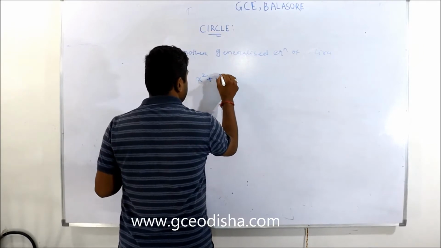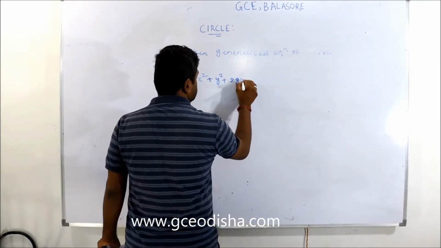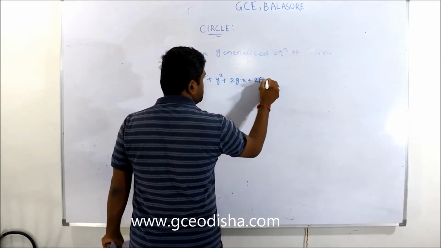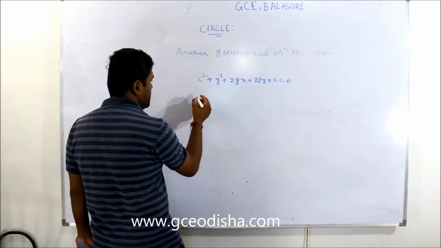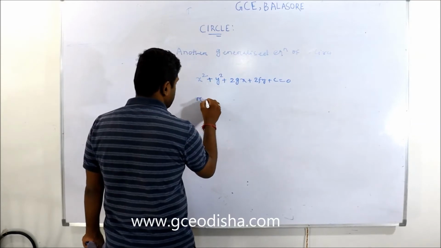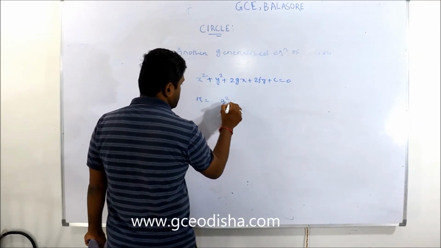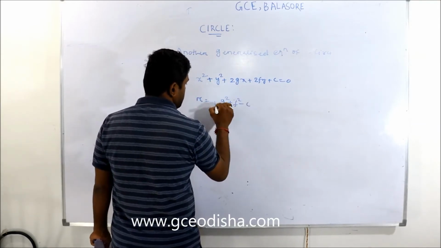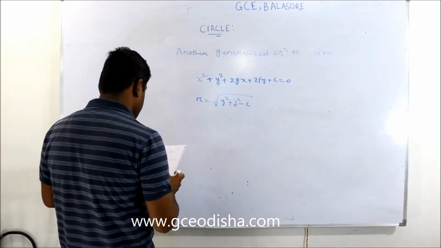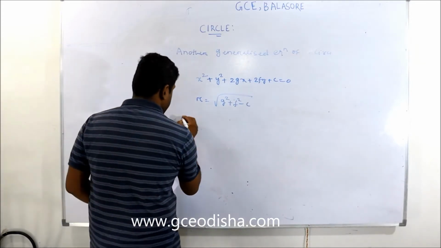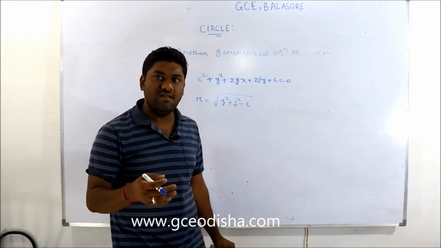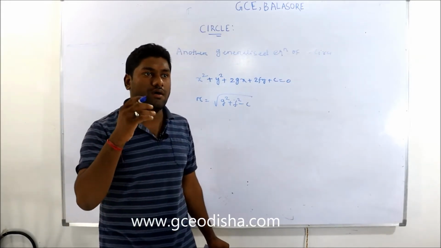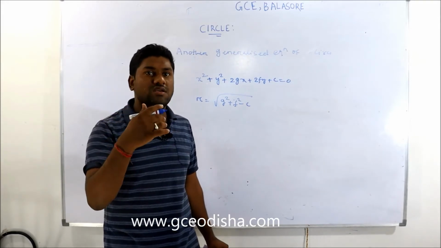x square plus y square plus 2gx plus 2fy plus c is equal to 0, right? And what is the radius? As we know, root over g square plus f square minus c. There are 3 conditions given. Is the circle a real circle, or a single point, or an imaginary circle?